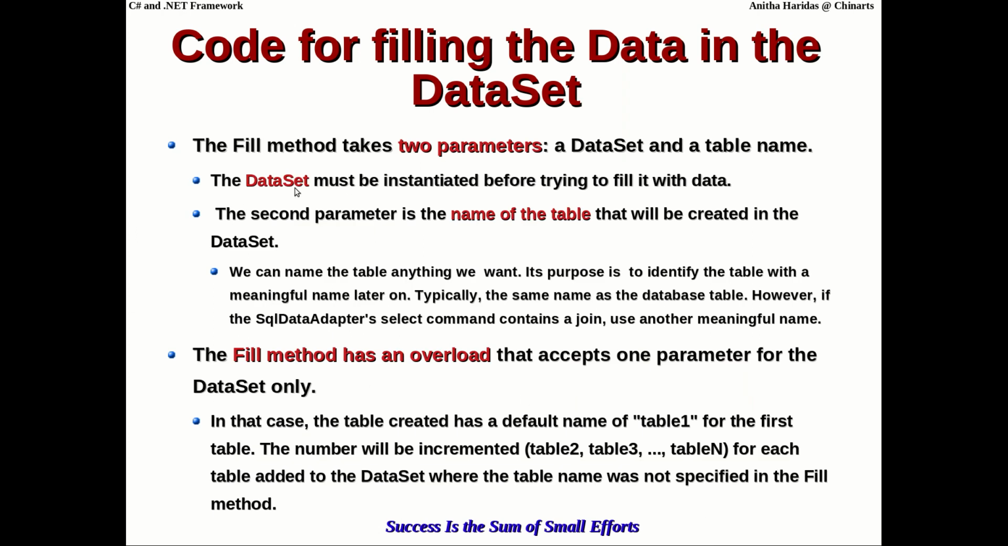So your data set must be instantiated before trying to fill it with the data. Then the second parameter will be the name of the table that will be created in the data set. Remember, this table name will be inside the data set and it need not be the same table name that you have used in your database. So we can name the table anything we want. Its purpose is just to identify the table with a meaningful name later on.